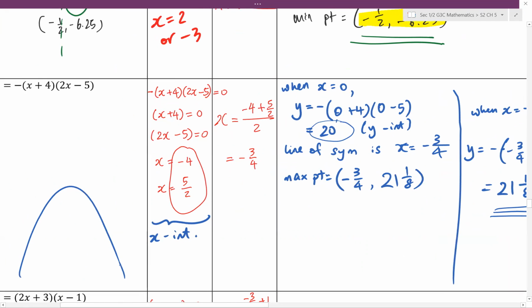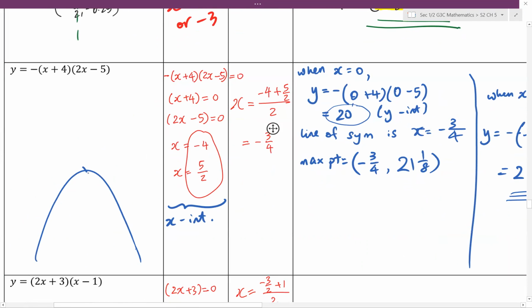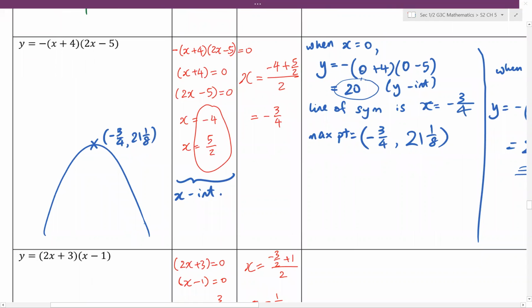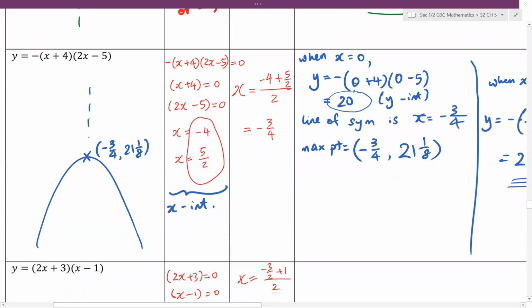We have all this information already. Fill in the blanks in your graph. Maximum point. Put a cross. Because that's the maximum point. I know this point has coordinates of -3/4 and 21 and 1/8. Then what else do we know? We know the dotted line, our line of symmetry. Put that in also. Put it at the top, put it at the bottom, doesn't matter. x has a value of -3/4.